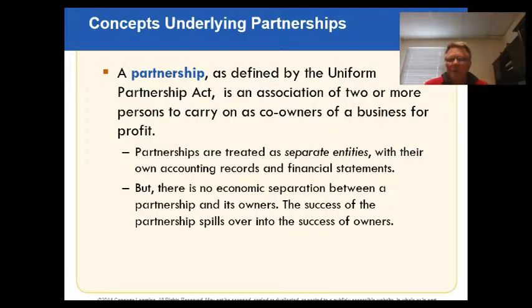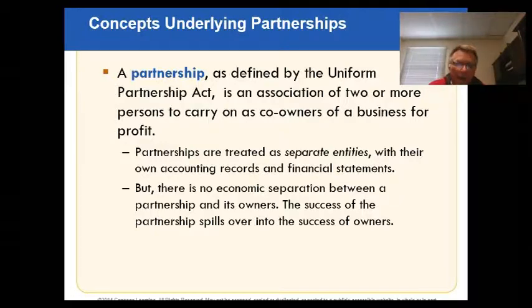So a partnership is defined as an association of two or more people to carry on as co-owners of a business. Usually this is driven by some sort of an agreement. If you're familiar with any kind of partnership, there's some sort of a driving agreement behind it. And partnerships are treated as separate business and tax entities. They have their own set of records, financial statements, etc.